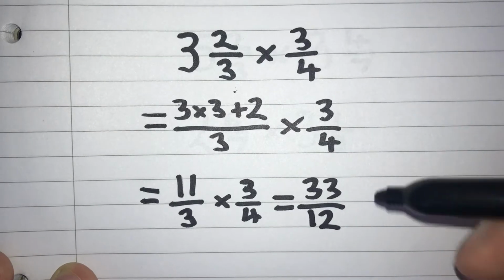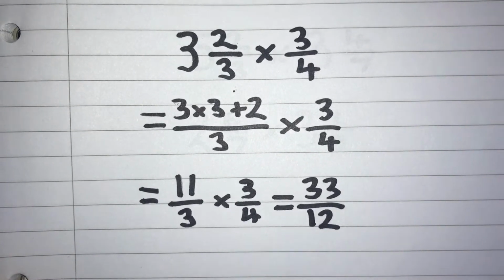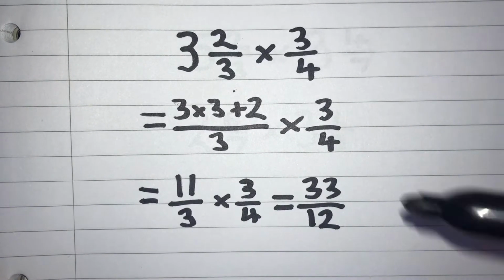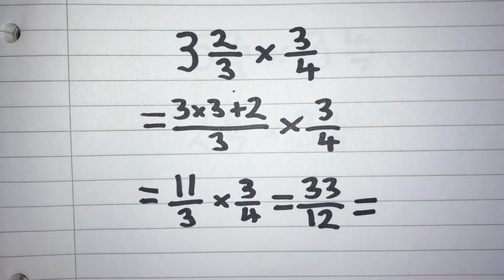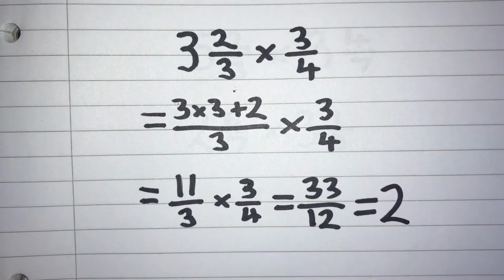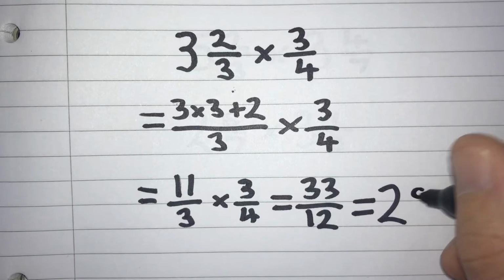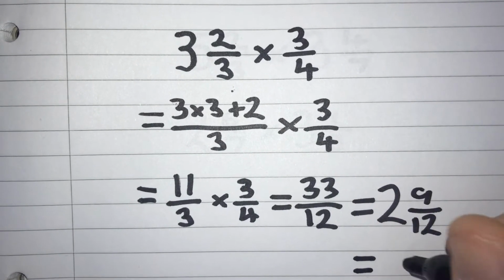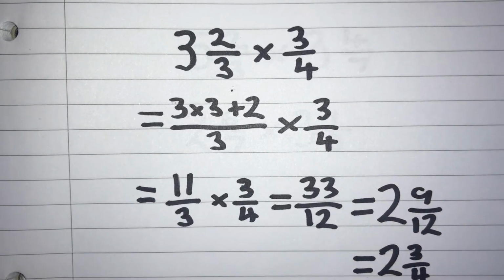We'll see this time we've ended up with an improper fraction, a top-heavy fraction, as our answer. Well, what we can do is turn it back into a mixed number by thinking, well, what's 33 divided by 12 going to give us? And 33 divided by 12 is going to give us 2 whole ones and 9 left over. So we get 2 and 9 twelfths. And we could simplify 9 twelfths down to 3/4. So we could end up with 2 and 3/4 for our final answer.